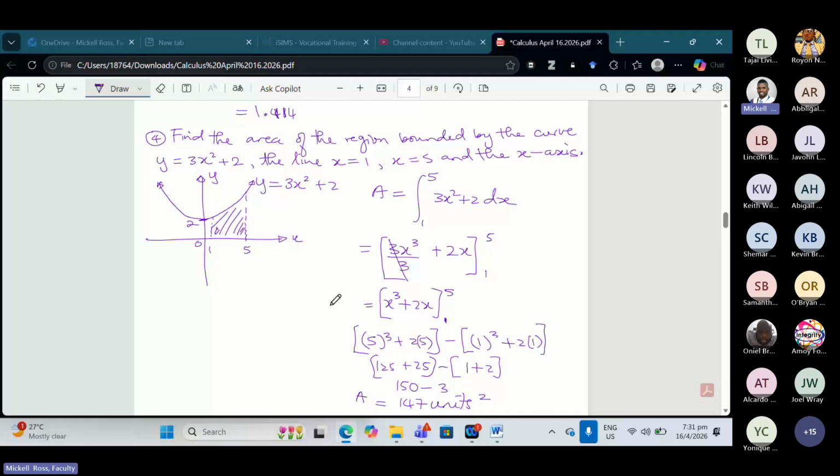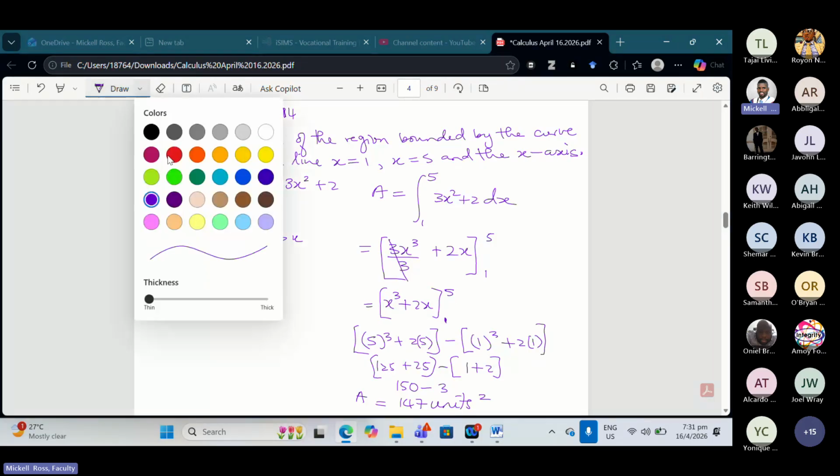Sir, do you always subtract the bottom number from the top number? Yes. Finding the area or definite integral.